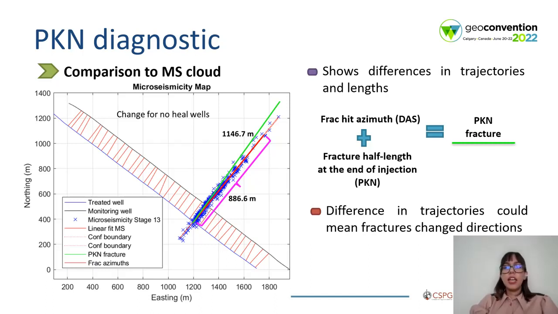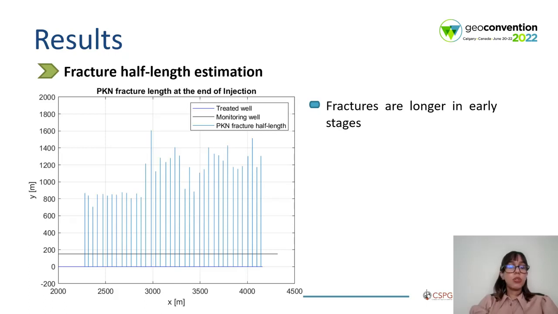This plot helps visualize the similarity or difference in the angle of propagation and length between the DAS-FRAC azimuths, the Perkins results, and the microseismic cloud. We expect that if the fracture didn't change directions, the Perkins fracture and the microseismic cloud's linear regression will have a similar trajectory. Now I'm going to show the multi-stage results for this phase of the project.